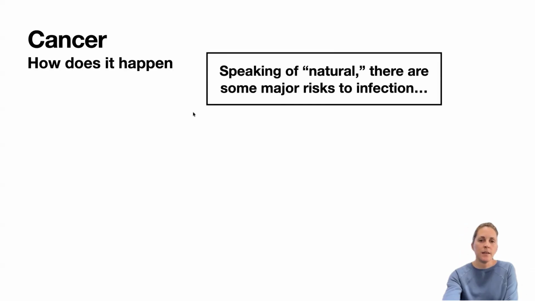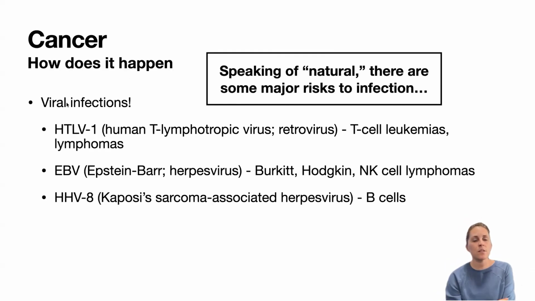Continuing, we're going to hit on this again. Speaking of natural, there are also some major risks from infection, in that some viral infections are linked to the development of white blood cell cancers. And this is human T lymphotropic virus, HTLV-1. It's a retrovirus. It can lead to T cell leukemias and lymphomas.